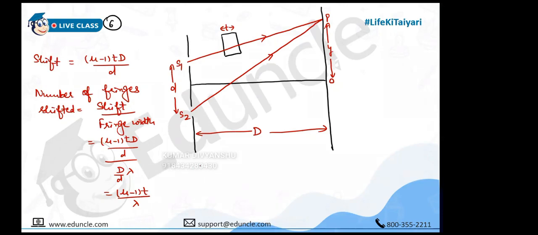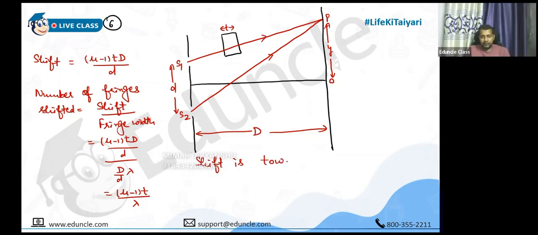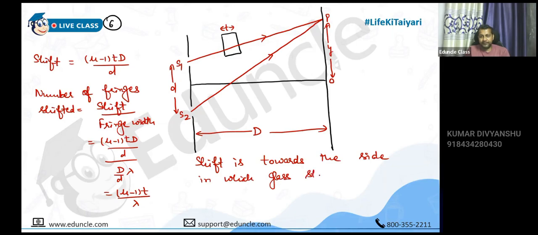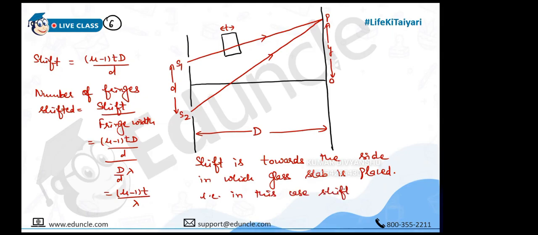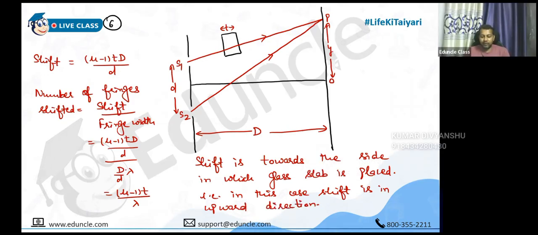And the shift is towards the side in which the glass slab is placed. The shift will be in the upward direction in this case. Am I right? Just by the case of central maximum, we can conclude. All the fringes will get shifted by the same amount because it is independent of the order of the fringe. Let me write: all the fringes get shifted by the same amount.